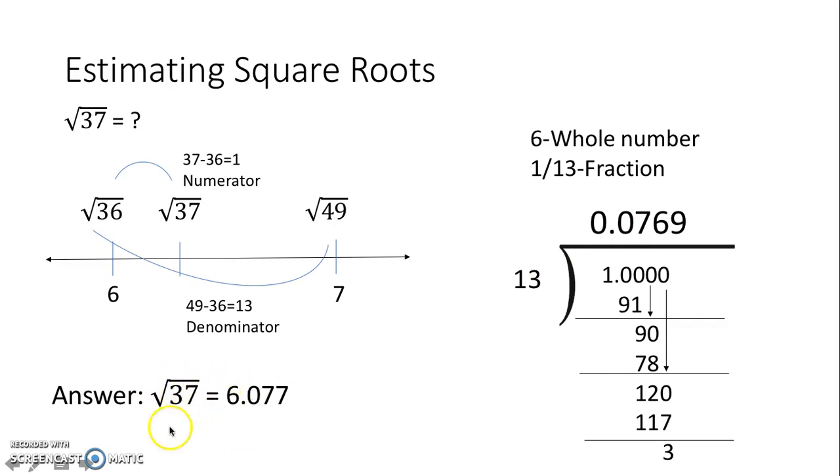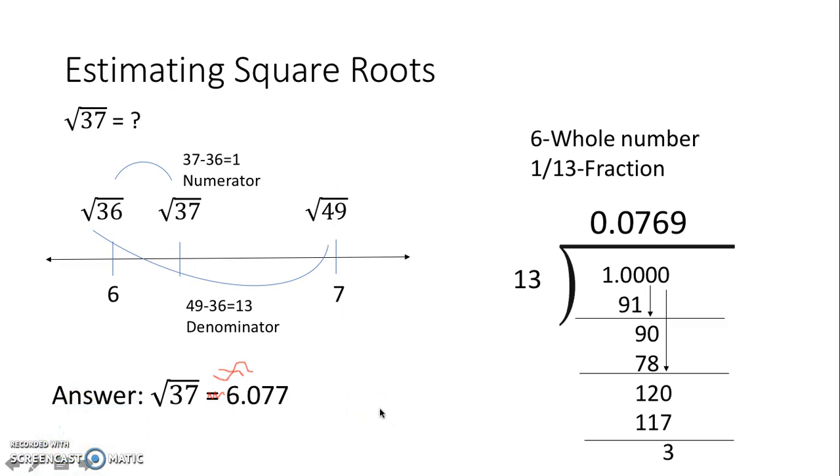Okay? So when we put it together, our answer is the square root of 37, and we want the squiggly lines. Instead of the equal sign, we want approximately equal to. So the square root of 37 is approximately equal to 6.077.